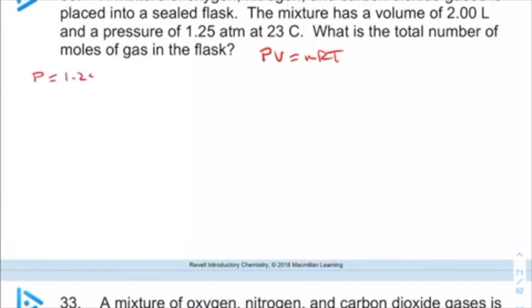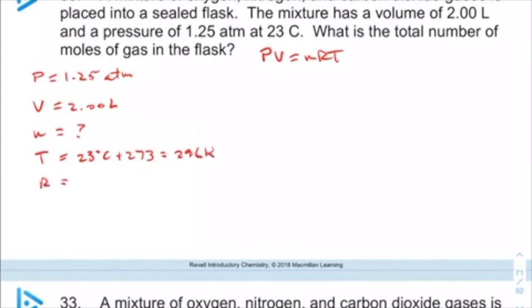Okay, so we have pressure, 1.25 atm. We have volume, 2.00 liters. Moles, we don't know. Temperature is 23 degrees C. Makes it 296 K. And we know R always, because R is a constant.